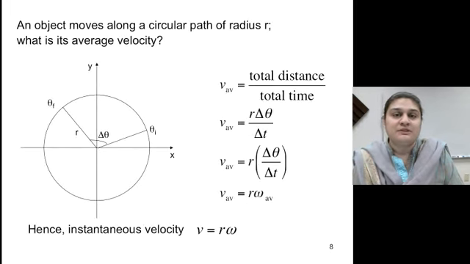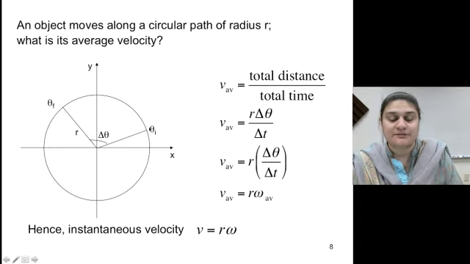So an object moves along a circular path of radius r. What is its average velocity? So this is our problem we need to find out. So theta 1 and theta 2, delta theta is given by the change, theta f minus theta i. So we know that V average is total distance over total time. So the total distance that it travels is the arc length, right? Which is r theta. So S equals r theta. So this is going to give us r delta theta over delta t.